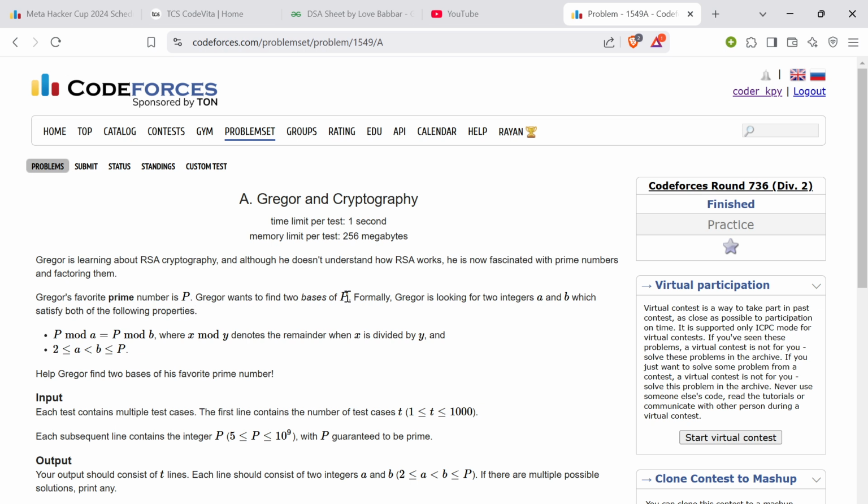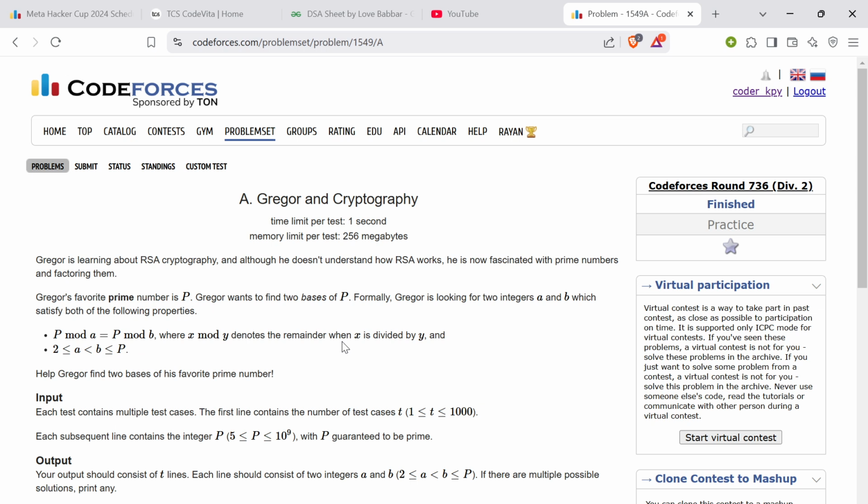Okay. He wants to find two bases. Formally, Gregor is looking for two integers A and B which satisfy both of the following properties. So you have to find two such numbers. The first property is that P modulo A should equal P modulo B, where X modulo Y denotes the remainder when X is divided by Y. Okay.